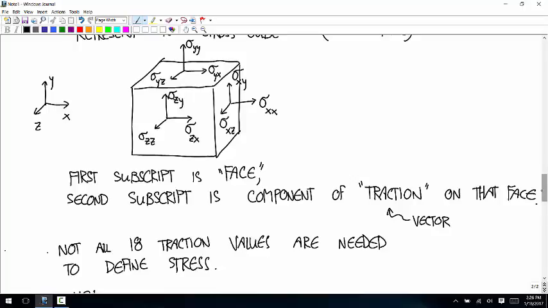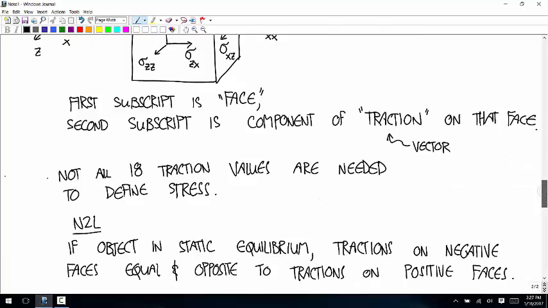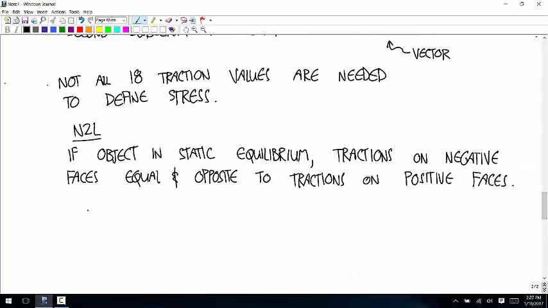Okay. That's not super obvious at first glance, but if you went through Newton's second law for all this, that's the only way you could do it. And so now we don't have 18 useful values to define the stress anymore. We're down to 9. We've cut half of them out because half are on the negative faces. Any questions so far?